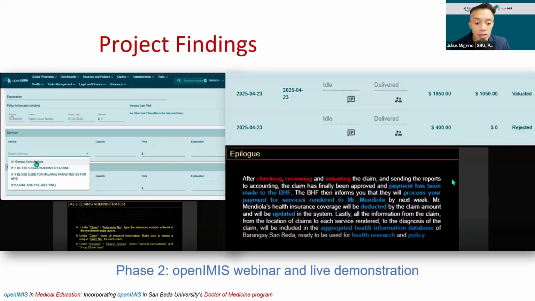And this is very important in our use case as our students will expect to be paid for their future services as physicians and not necessarily as openIMIS administrators. So bridging this gap between practice and expectations would be very important for our students, at least in our students' use case.